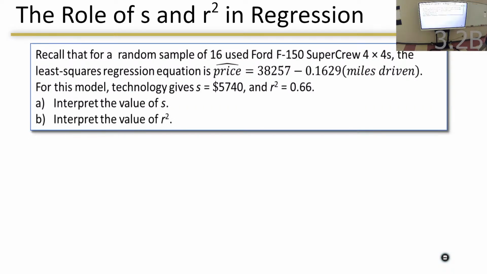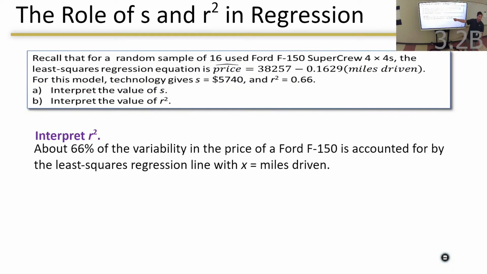Good. Now interpret R squared. 66% of variability in, what was the Y? Miles driven? No, price. Y is price. 66% of variability in the price given by the line of price versus miles. 66% of the variability. I'm telling you, if you get that part, you got the P in the price as explained by the least squares regression line, or as accounted for by the LSRL. The line is accounting for that variability. Okay?